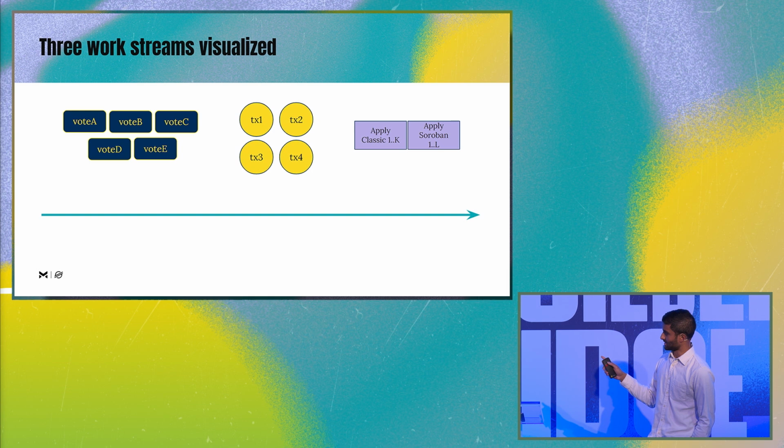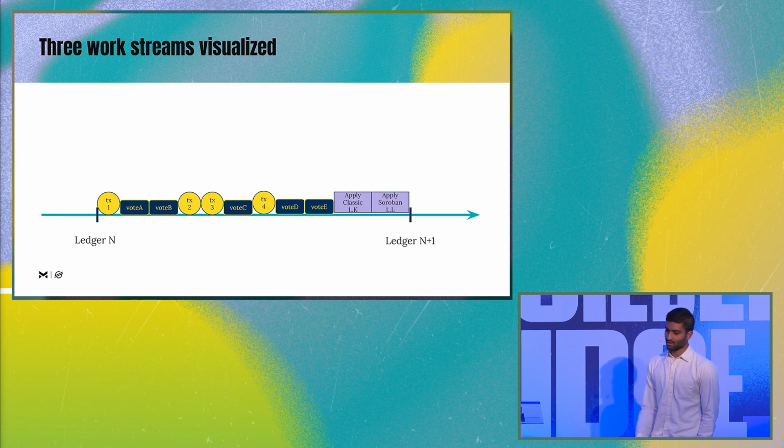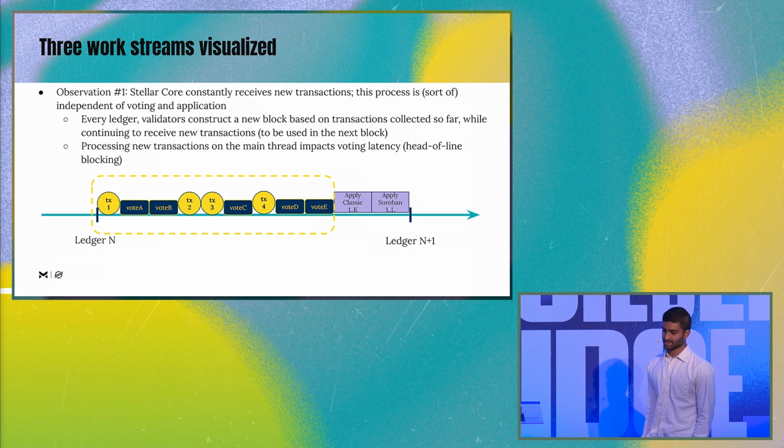And those are the purple rectangles. So if we were to place all the work on the main thread, it would look something like this. Ledger n and n+1 are time markers. And as you can see, it's quite busy. So what can we do to improve the situation?